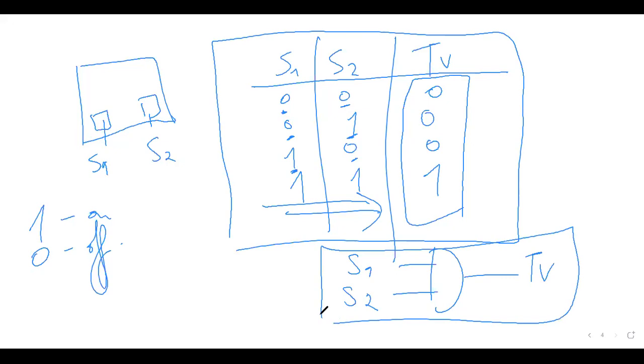I'll later on define the operators which we'll be using. I was just trying to give an example of a problem we had, and we wanted to produce a circuit which only gives a result which is the TV on provided S1 and S2. Right.